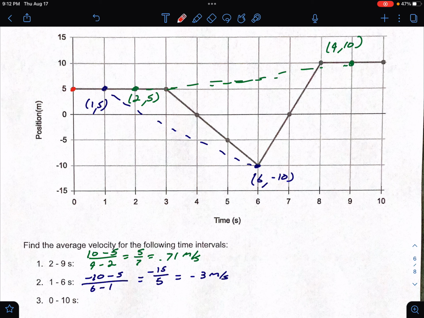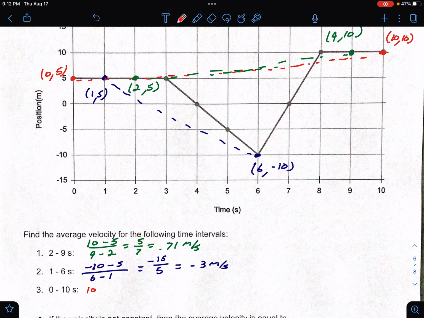Okay, so at 0 seconds, we're at 0, 5. And at 10 seconds, we're all the way over here. That's going to be 10, 10. So basically, we're just trying to find the slope of the line that connects those 2 points. So my y2 would be 10 minus my y1, which is 5, over x2, which is 10, minus x1, which is 0. So that's going to give me 5 over 10. So get that in decimal form, that's going to be 0.5 meters per second. So that's going to be your answer for that one.